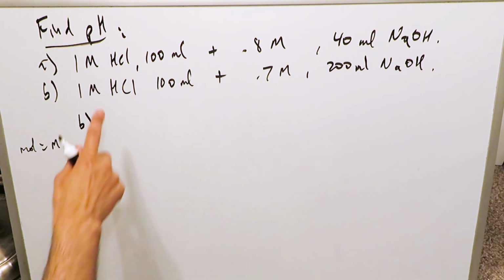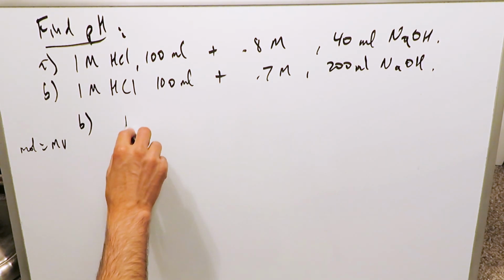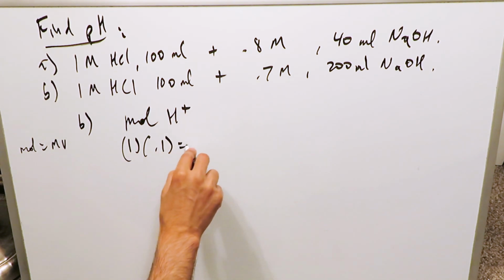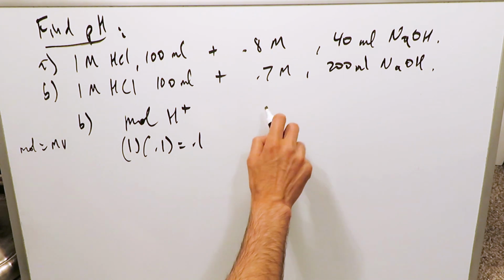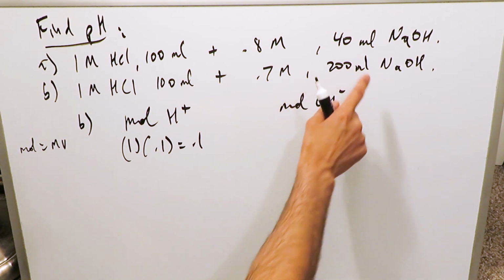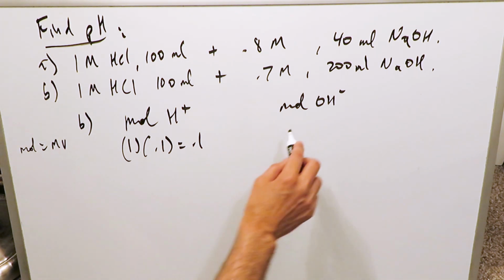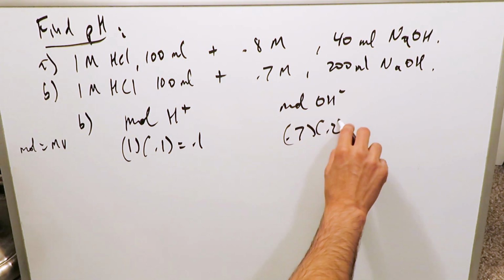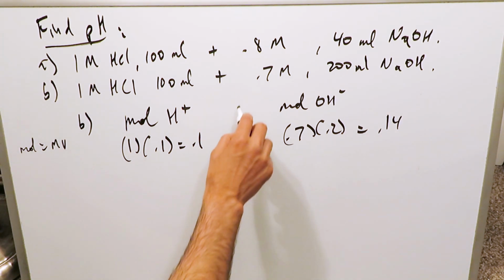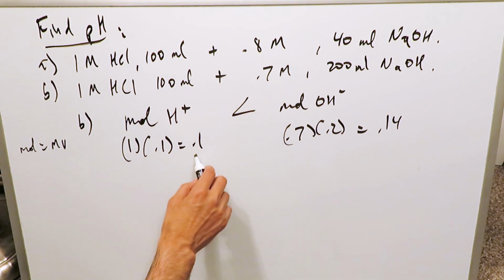Question number B. 1 molar HCl, 100 milliliters. Do the moles of H plus. We know it's again 1 molar times 0.1 liters, which is 0.1. But look right here. Moles of OH is going to be what? We have 0.7 molar and 200 milliliters, which is 0.7 times 0.2. And this is going to be 0.14 moles of base. Which one is in excess? The base is in excess.